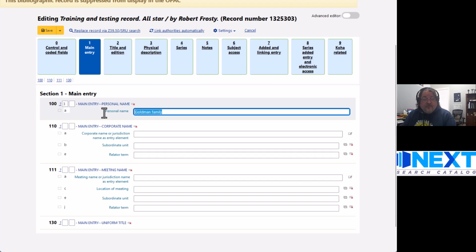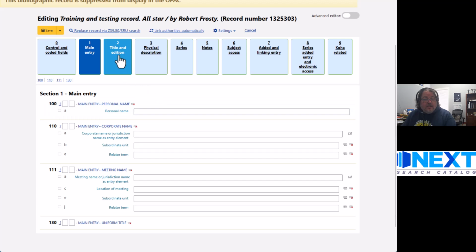Another example would be the Brothers Grimm. If we blank this, put the cursor in there, and take the cursor out, that's going to change to a 3 because the Brothers Grimm is a family name, not an individual author's name. So I'm going to make this blank right now and go on to the 200s.